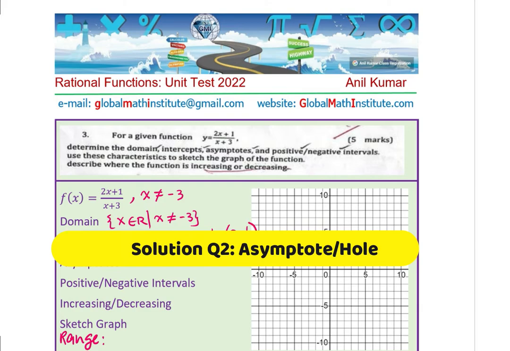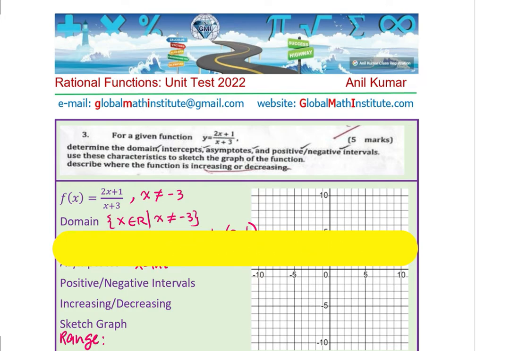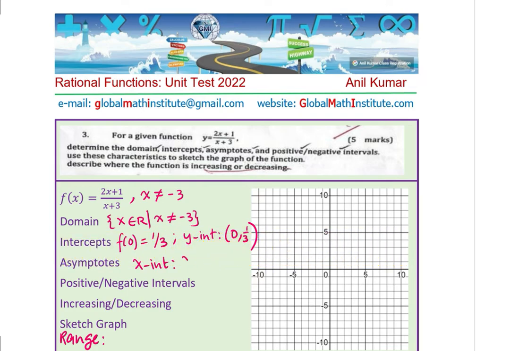And let's talk about the x-intercept. The x-intercept will be when the numerator is 0, that is 2x plus 1 equals 0, and that gives you x equals minus half. So we have an x-intercept at (minus half, 0). Clear? So we have done that.